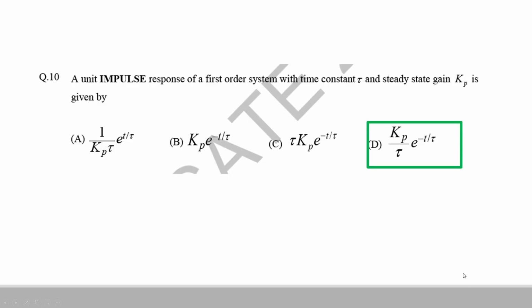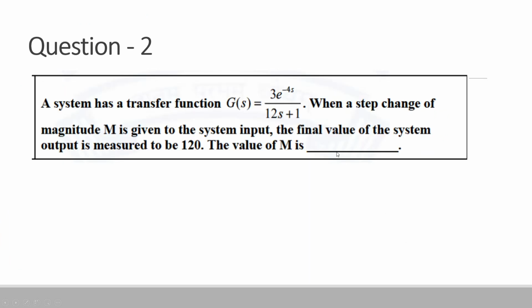Now we will take a look on to the second example. So this is a fairly simple example. So I will just solve this online, and for other advanced examples I will just give you time to solve. So over here the question is, a system has a transfer function given by this equation. When a step change of magnitude m is given to the system input, the final value of the system output is measured to be 120. The value of m is dash.